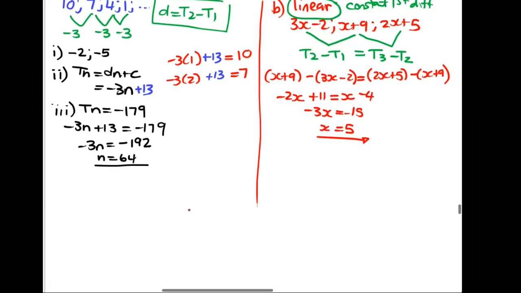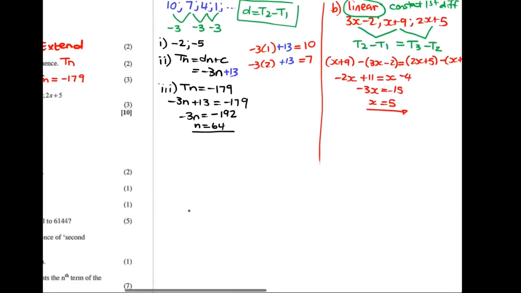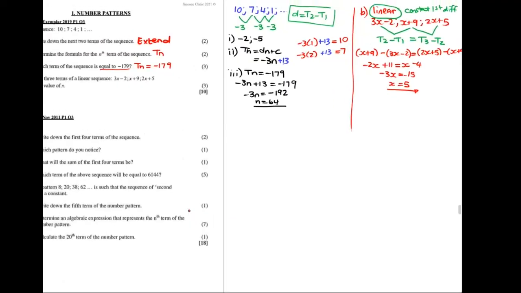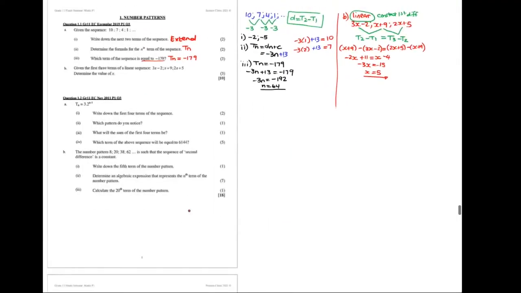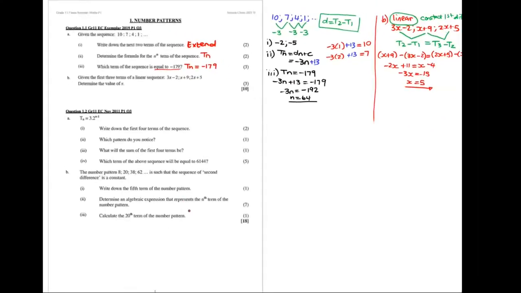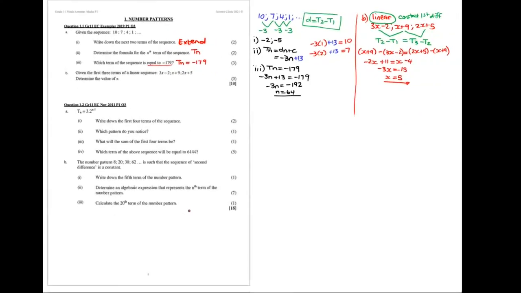Okay. I'd like us to now take a look at the next example. I'm just going to zoom out there so we can see both of those at the same time. Okay, so let's take a look now at the November 2011 paper from Eastern Cape. 11 years ago, you guys would have been in grade 1. That's a bit scary. Anyway, they say to you, Tn is equal to 3 times 2 to the n minus 1.